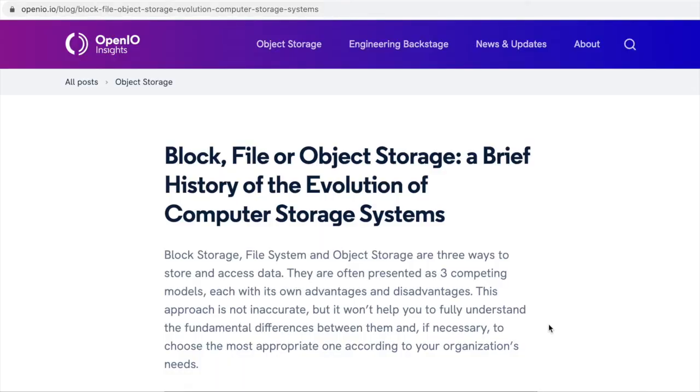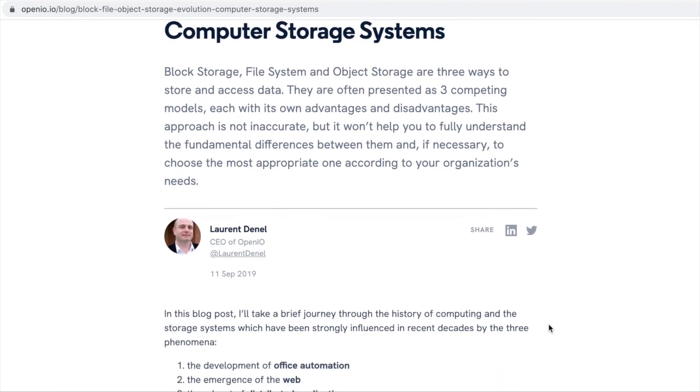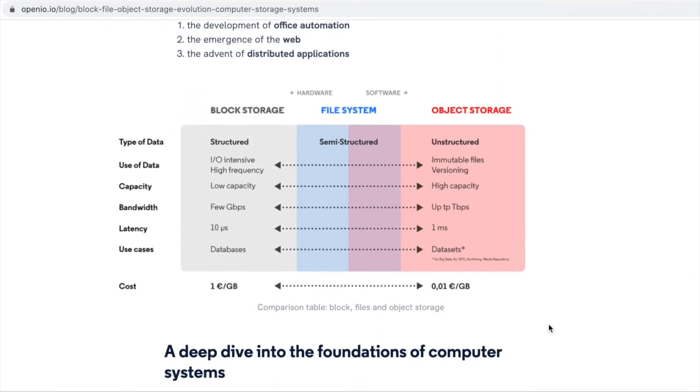So guys, I also came across a very good post from OpenIO. I believe it is of good use to you, and it has a very good diagram which gives you a good understanding at a very high level of everything that we have said. Block storage is more towards hardware level because it has blocks. Object storage is more towards software level, as we mentioned. Different types of data, use of data, capacity, bandwidth, latency, and use cases are all very well captured in this diagram. So you can also refer to this diagram, a good read.